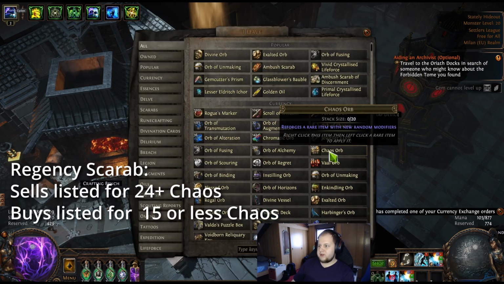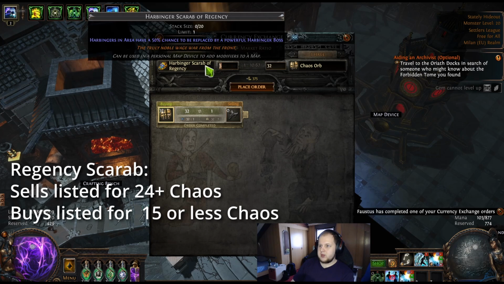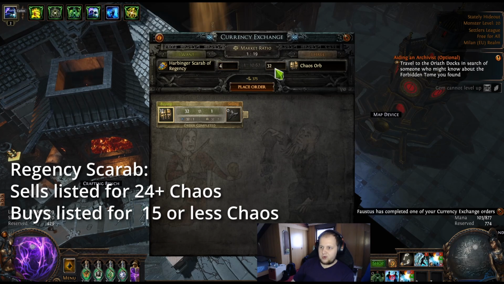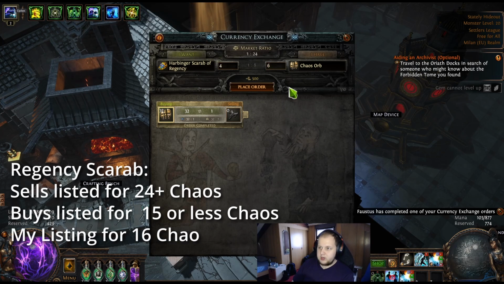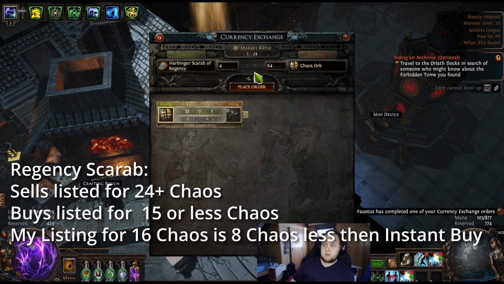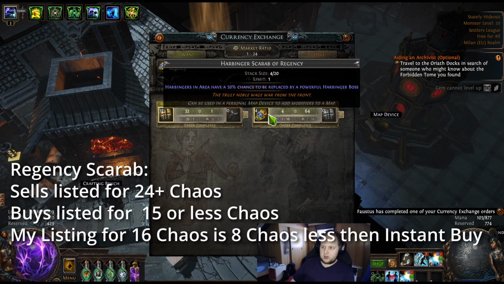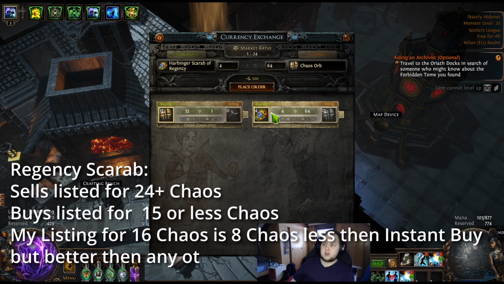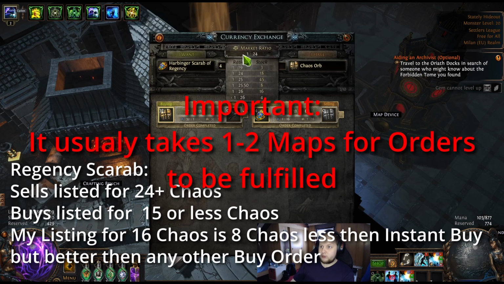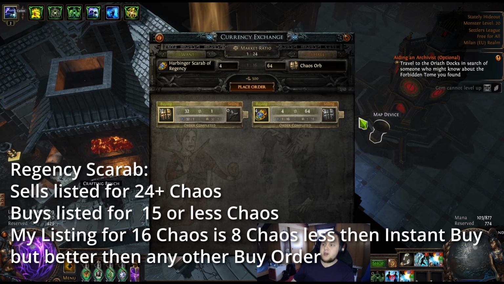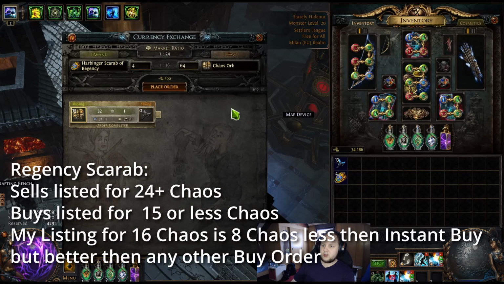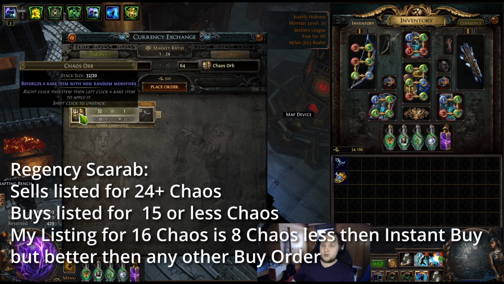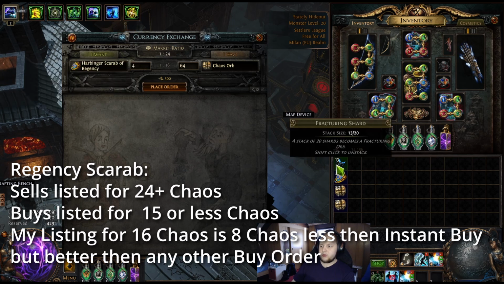There we go. If I now turn this around, and I say, okay, for your 4 Regency Scarabs I'm willing to pay 64 chaos, this means I'm willing to pay 16 chaos each. I've now placed this order, and it was immediately fulfilled. Instead of paying what we just saw, 24, 25 chaos, I immediately got them for 16. So I got an extremely good deal out of this, and it works in both directions.